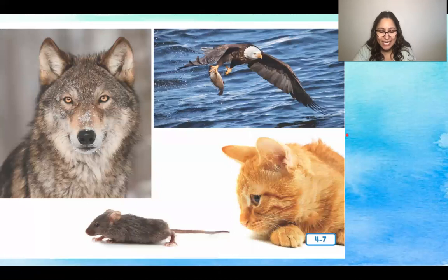Some animals eat meat. Meat comes from other animals. Wolves hunt other animals like deer, rabbits, fish, and raccoons. When a bald eagle is hungry, it catches a fish with its talons, which are the claws on its feet. When cats are hungry, they hunt for mice. Animals that eat meat to survive are called carnivores.